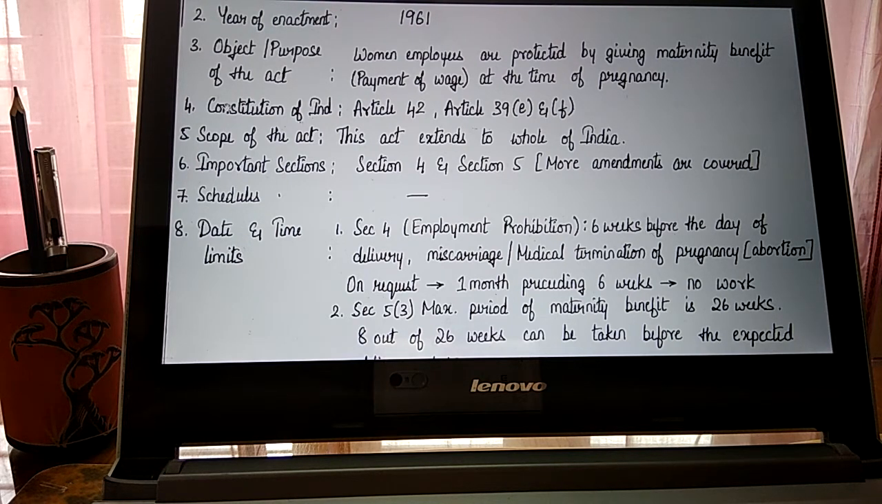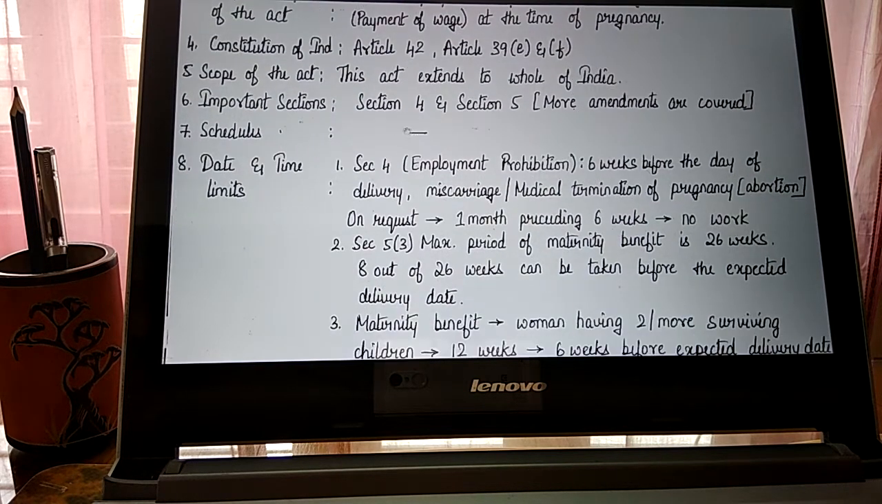Then the next point is which article or which provision of the Constitution of India is the origin for the Maternity Benefit Act. So here we have Article 42, Article 39E and F. All this is there in the study material itself. The scope of that: this act applies to the whole of India. There is no provision which is restricted to Jammu and Kashmir. This act applies to the whole of India. What are the important sections in this act?